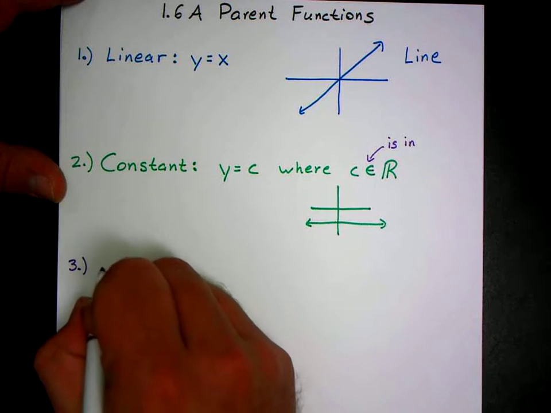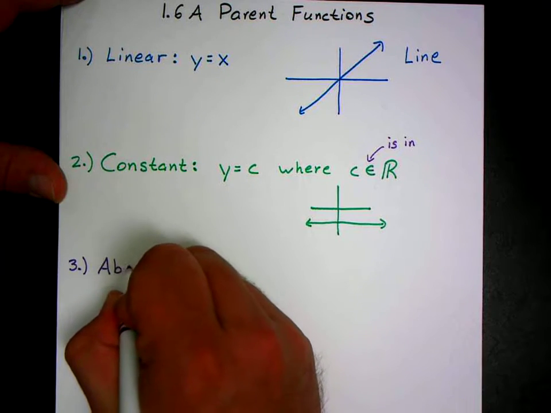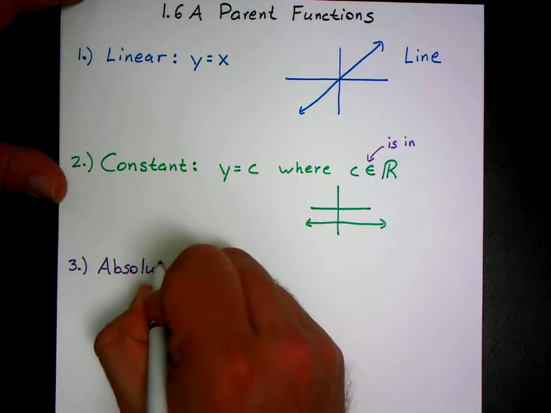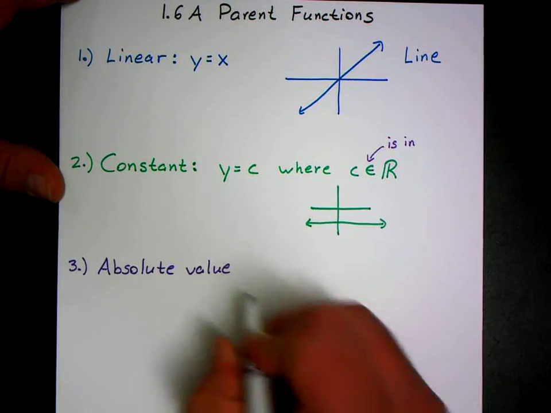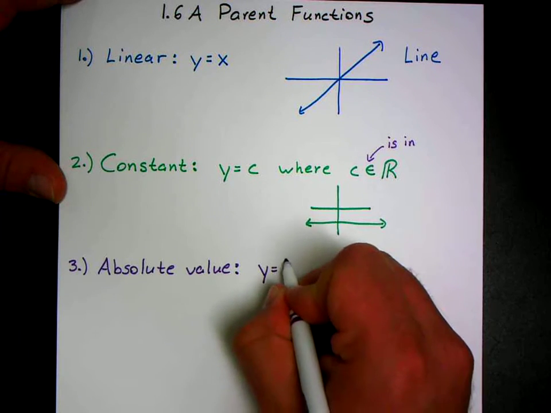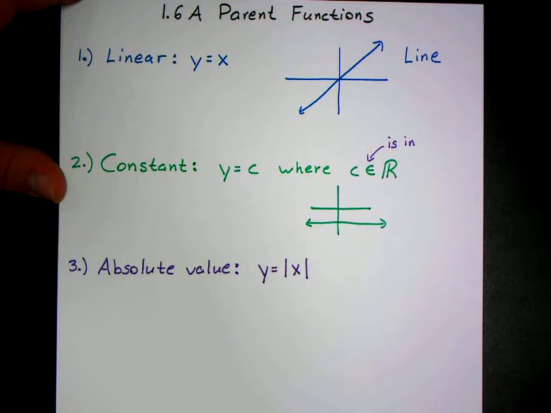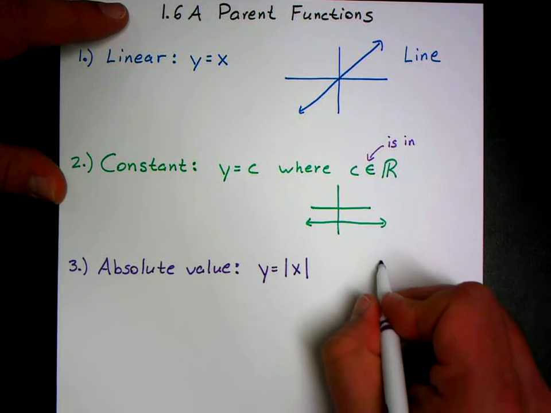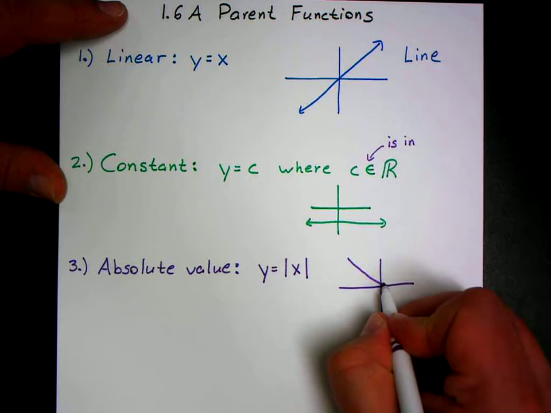Okay, next one would be absolute value, which you guys should have done a lot of in Algebra 2. So anytime you see a function with the absolute value sign in it, you should know that the graph should look like a V.